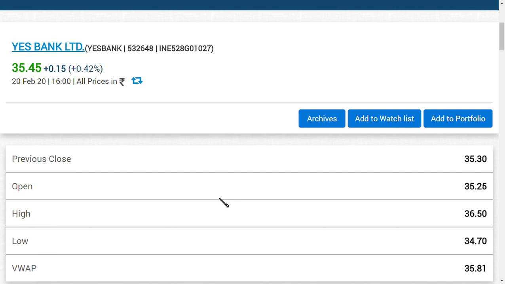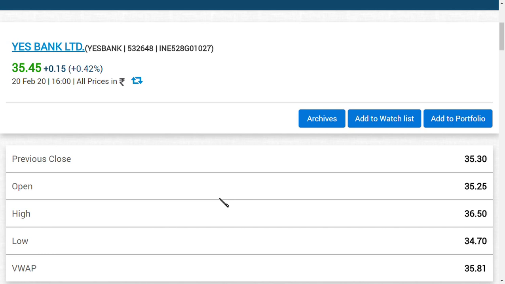Now as per the latest news, Vodafone Idea has started to pay the AGR dues, which means the company is not going to shut down. If Vodafone Idea is not going to shut down, Yes Bank Limited will definitely get benefited because of Vodafone Idea Limited.